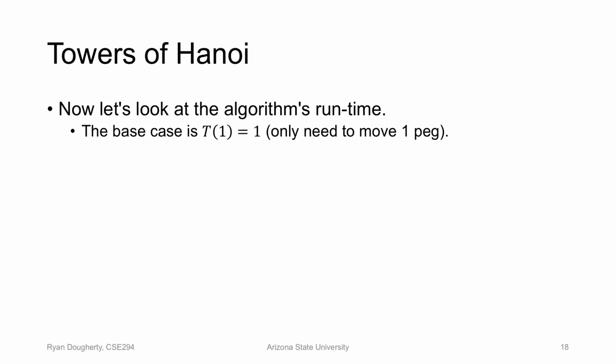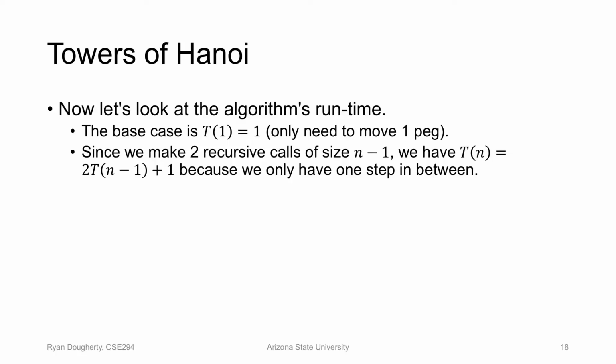So I'm just assuming here that I can move one disk onto another peg in one step. I'm counting this as steps now, not seconds or anything, but the time to move one peg. So we make 2 recursive calls of size n minus 1, right? Because I'm moving n minus 1 things twice in the recursive call.